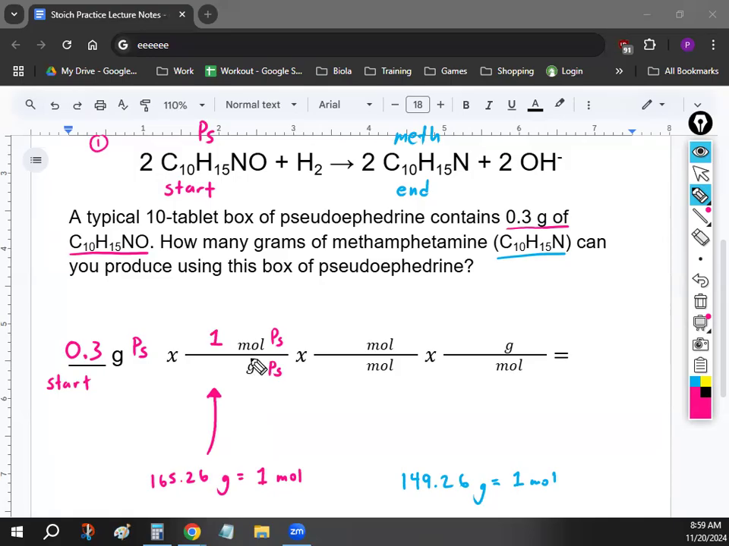And then if you guys notice on the bottom, there's grams, right? The number next to grams in molar mass is 165.26. So we can put 165.26 on the bottom.